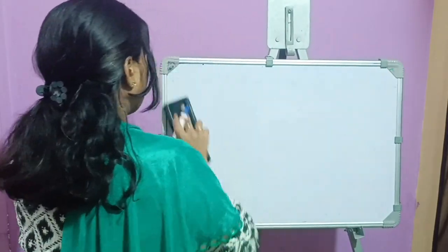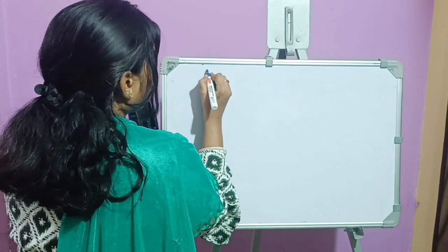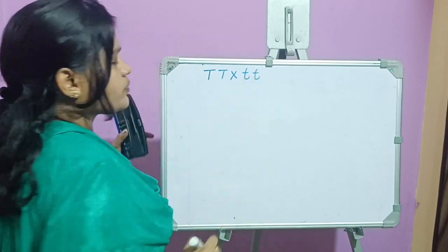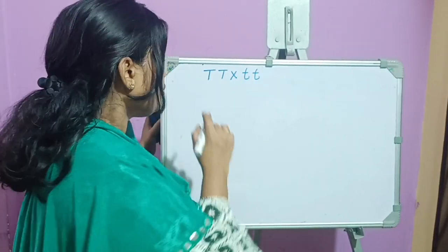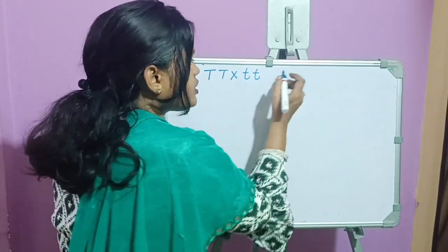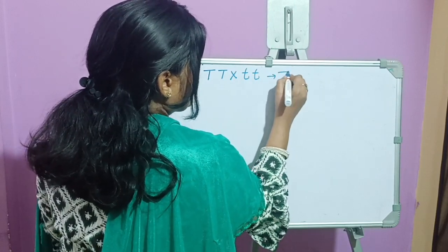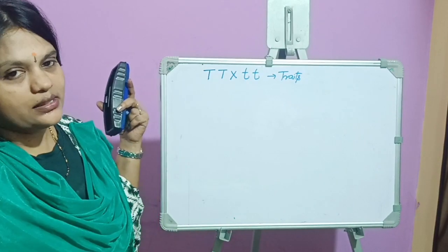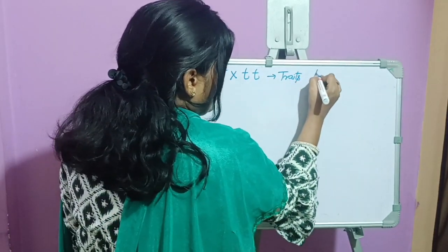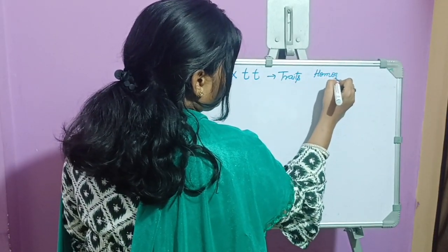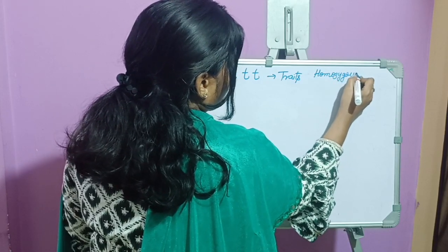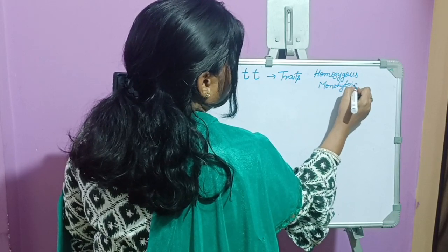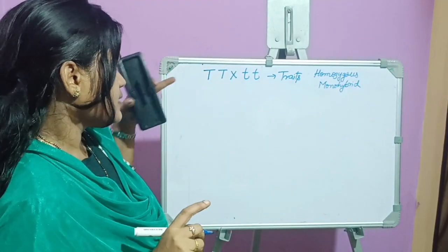For this experiment, he took tall plants and short plants, and these are traits, or we can call them alleles. These are homozygous, and it is also monohybrid, where only a single character is considered.